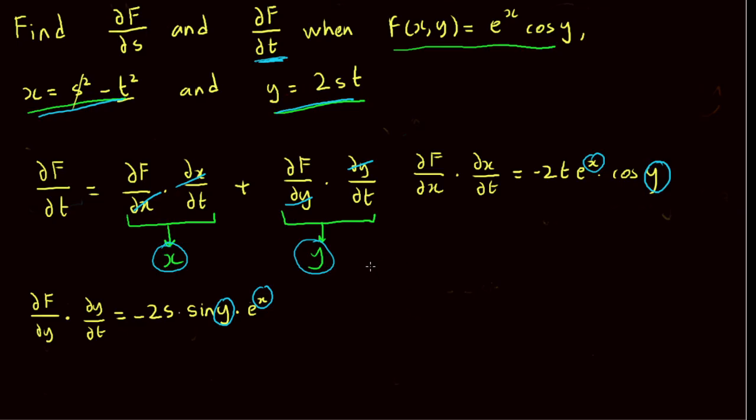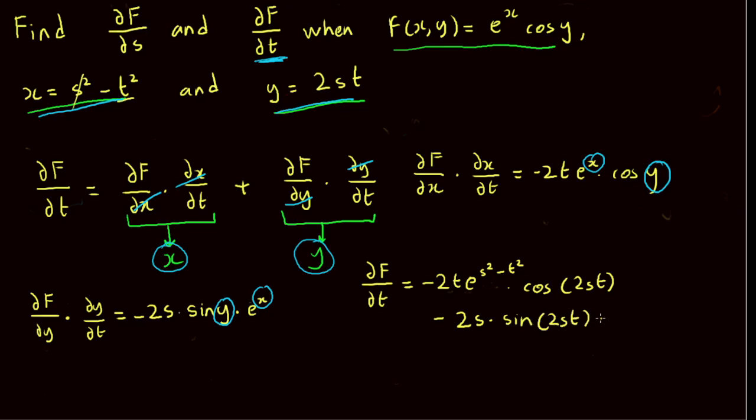So with that being said, let me erase just to get space. Then your del f del t is just negative 2t e to the power of s squared plus, sorry, it's not plus, it's minus, my bad, s squared minus t squared, cos 2st, minus 2s sine 2st e to the power of s squared minus t squared. So that's your del f del t.